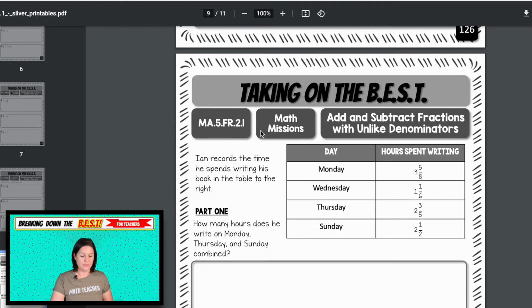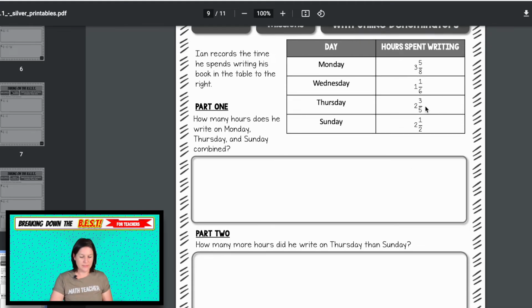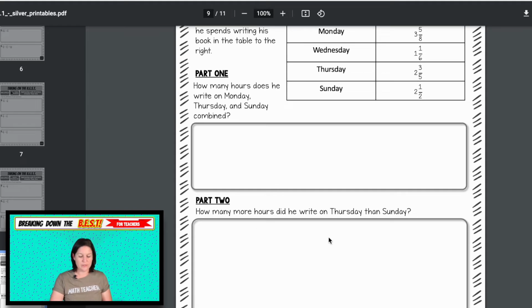All right, and then here we have a math mission where we're kind of putting everything together. We're adding and subtracting. Looks like we got mixed numbers right there that we have to take. How many hours does he write on Monday, Thursday, and Sunday? So finding that and adding them up. How many more hours did he write on Thursday than Sunday? So you can see this is kind of tying in that AR.1.2 standard, I believe is what it was, where it's adding and subtracting in a real world problem. That's here with the math task too.